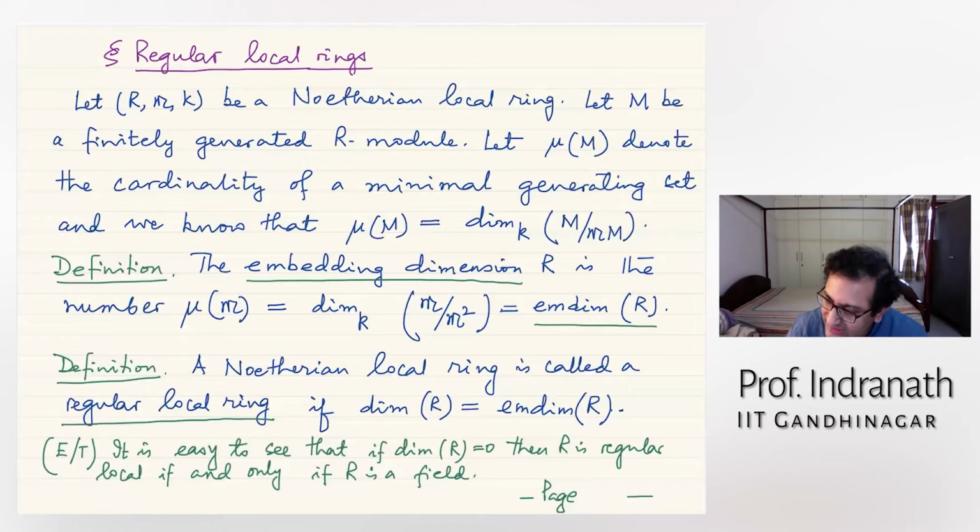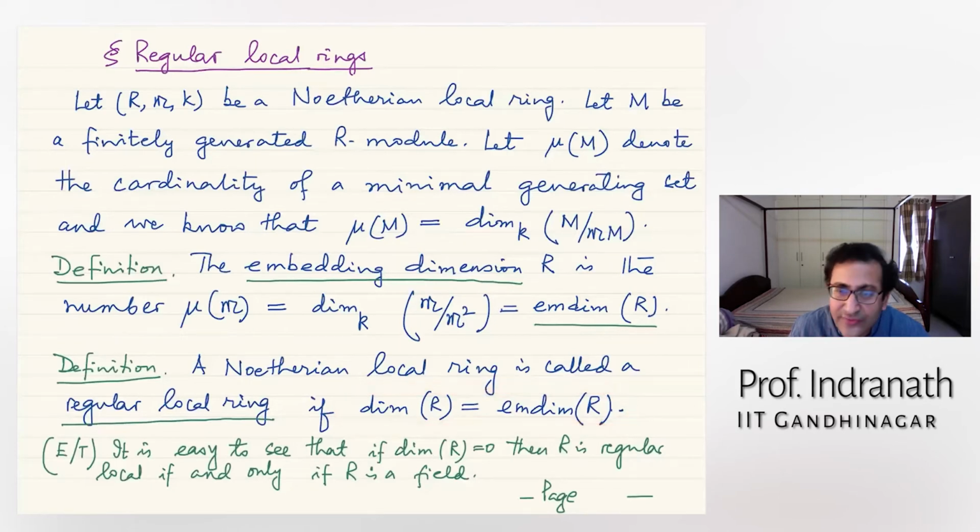As usual, R denotes a Noetherian local ring, and M is a finitely generated R-module. So you know that this makes sense. μ(M) denotes the cardinality of a minimal generating set, a well-defined notion, and this is given by the dimension of this vector space over K, where K is the field R modulo the maximal ideal. The embedding dimension is defined to be this number μ(m). Let us write emb dim of R for the embedding dimension, the shorthand. And now here comes the definition: a Noetherian local ring is called a regular local ring if the Krull dimension matches the embedding dimension.